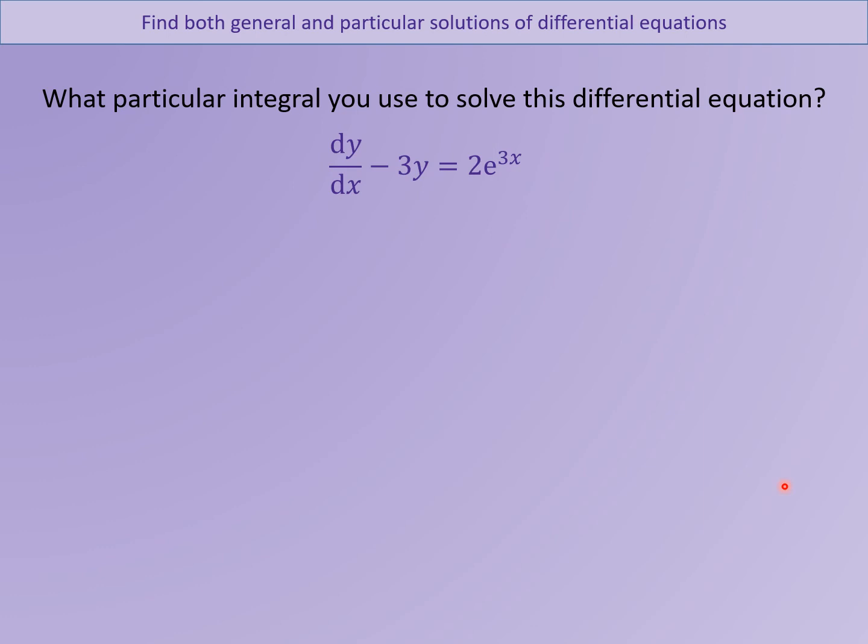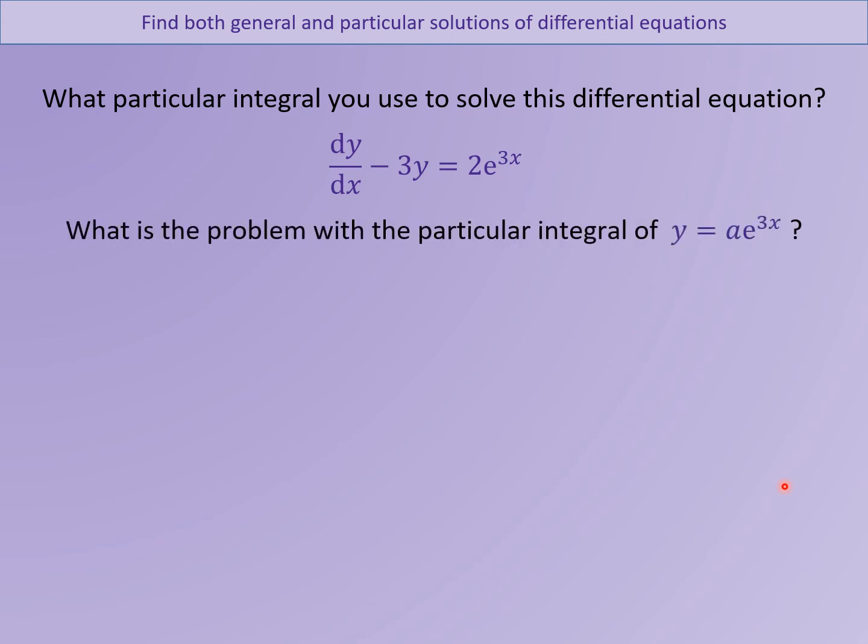Right, so hopefully, in fact, I've picked one that's exactly the same as what I just put in your notes. 2e to the 3x, your gut instinct would be to use ae to the 3x. And I would agree. That would be your starting position. That's what I would potentially start with. You try it and see what happens. But when you try it, there's a problem, isn't there? What is the problem? So have a think about it, substitute it in, see if you can work out what your A value is.